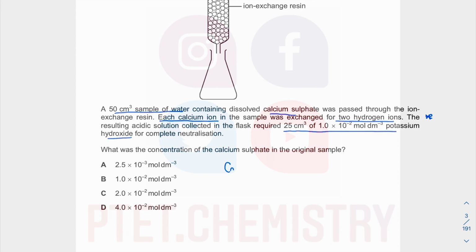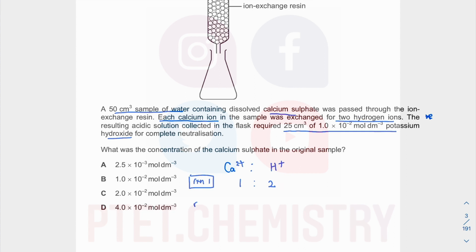So if we think about it, the calcium 2 plus is to H plus. This is reaction 1. It's the exchange: 1 Ca2 plus replaced by 2 H plus. That's the first information there. 1 Ca2 plus replaced by 2 H plus.